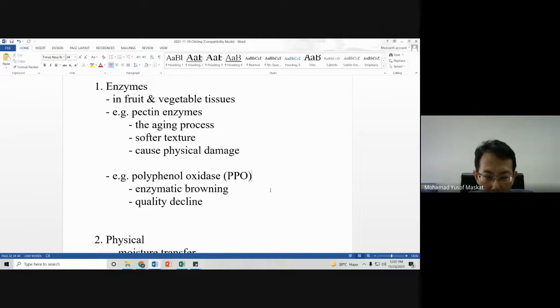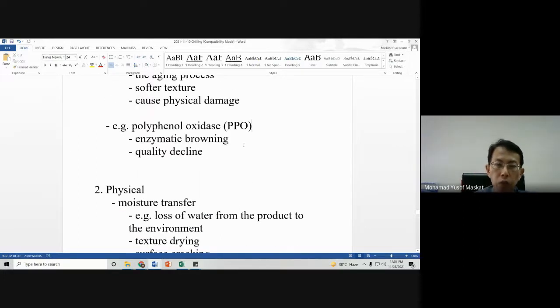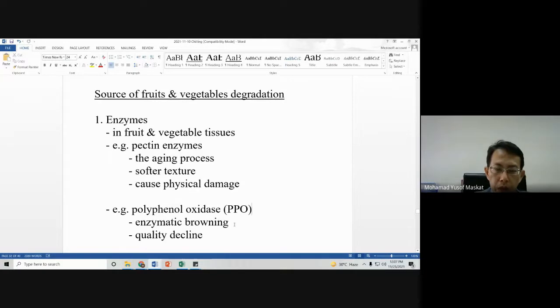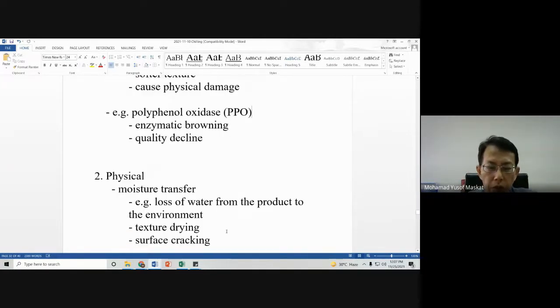Another one is the oxidation of ascorbic acid, or vitamin C. Over here, what we are more concerned about is the PPO, the enzymatic browning. Those are some of the threat factors or the degrading factors for fruits and vegetables.